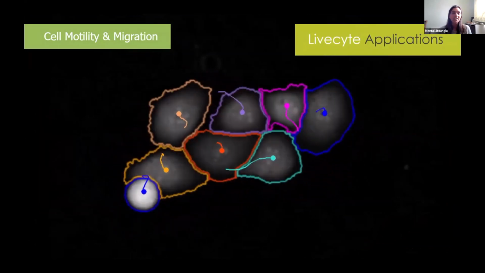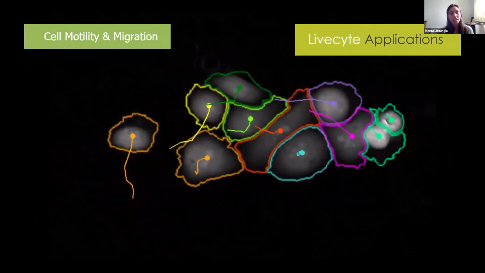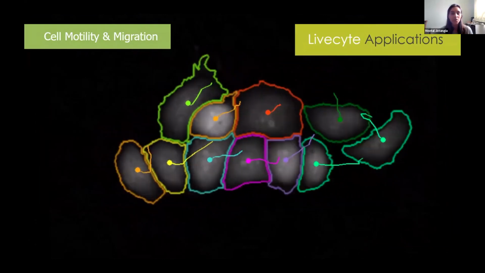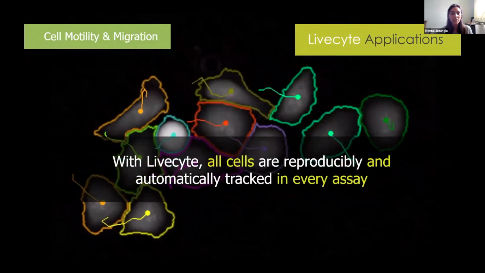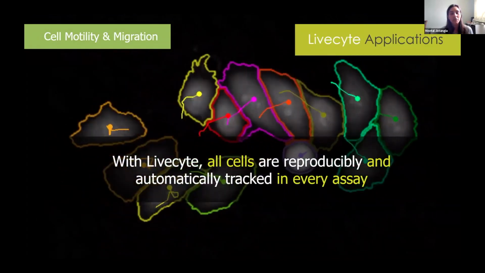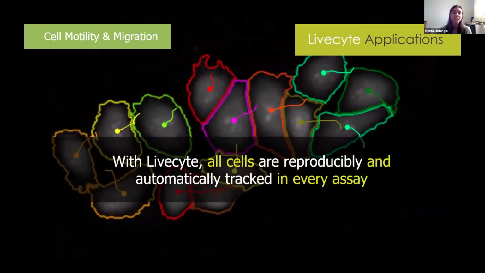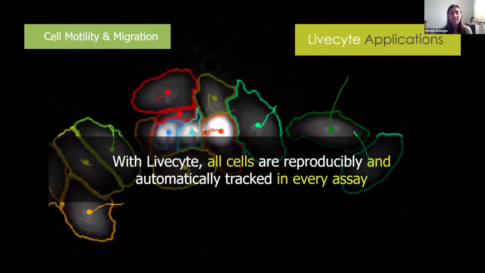However, in some cases, you might find that a collective migration assay might not be the right assay for you, and you might need to look at individual cell migration. And in those cases, you really need to look at a random motility assay. However, to do that, you need to be able to track your cells throughout the experiment, and that can be pretty time consuming and laborious. However, with LiveCyte, you can do that automatically.